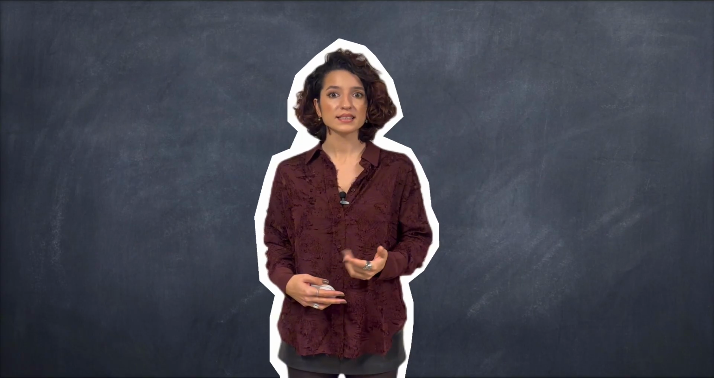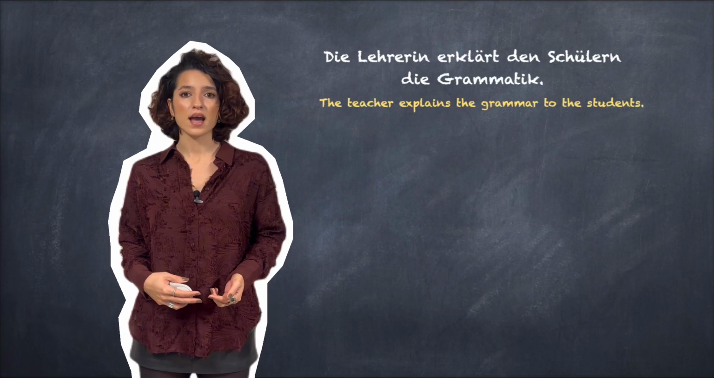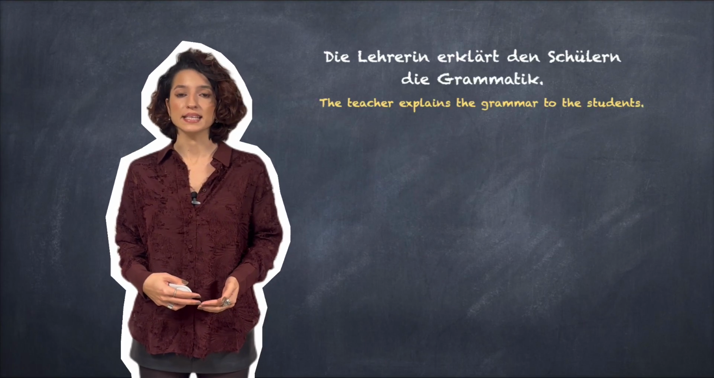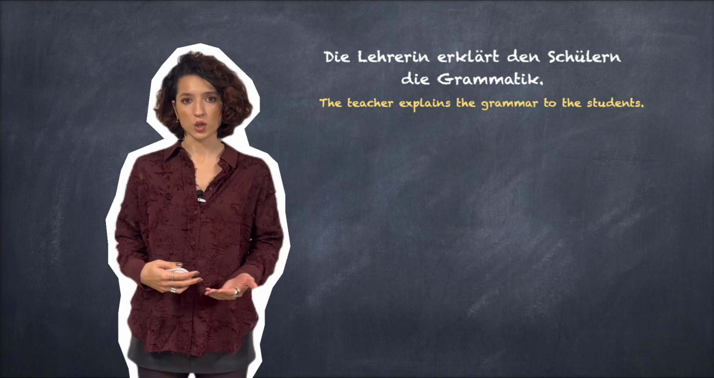Word order in German is flexible. You can move around the sentence parts as long as the verb stays in the second position in a main clause. Let's have a look at this sentence. We have the sentence, die Lehrerin erklärt den Schülern die Grammatik. The teacher explains to the students the grammar.